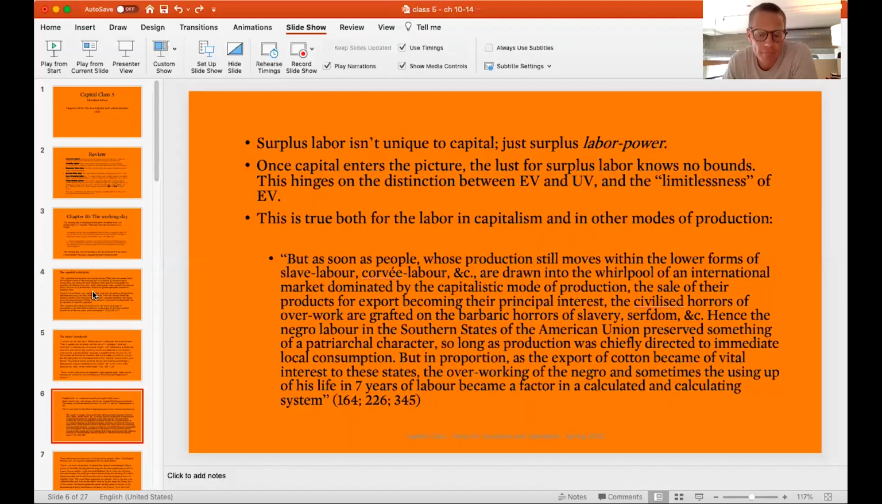So, it's the same thing with the corvée system, in which peasants had to work for free for the state, for the landlords, or for others. But once it became inaugurated into the international capitalist system, this too was transformed. And so what we see here is capital subjecting other modes of production to its rule and to its logic, right?